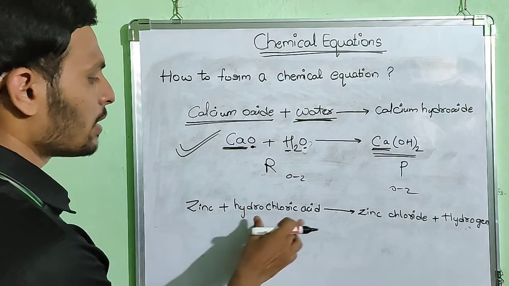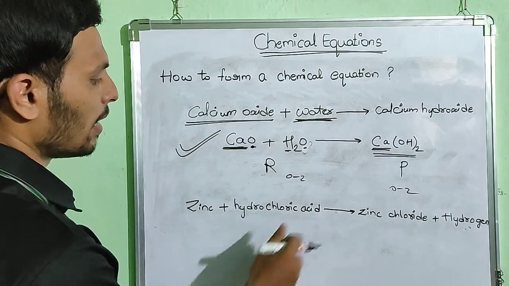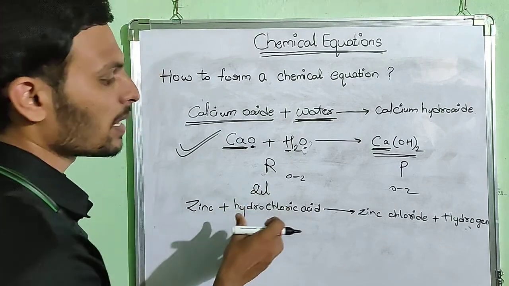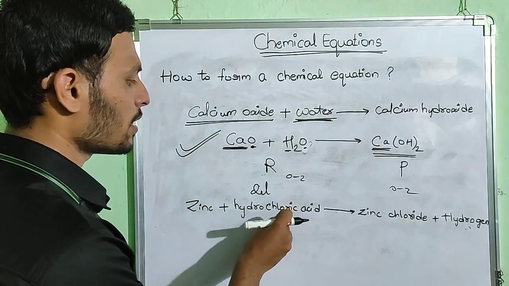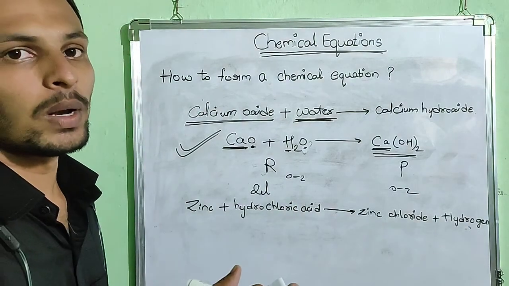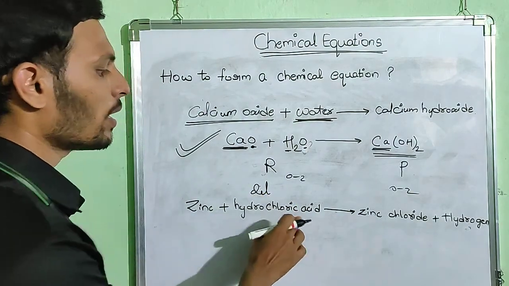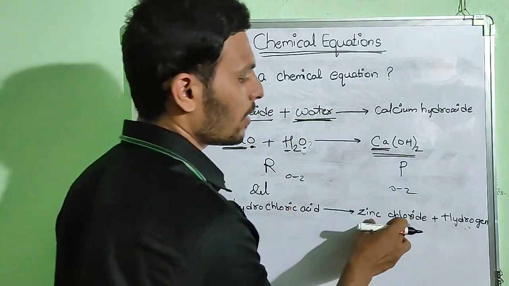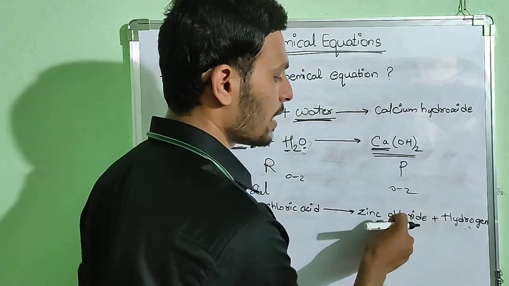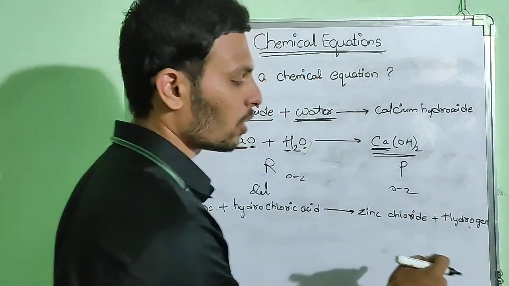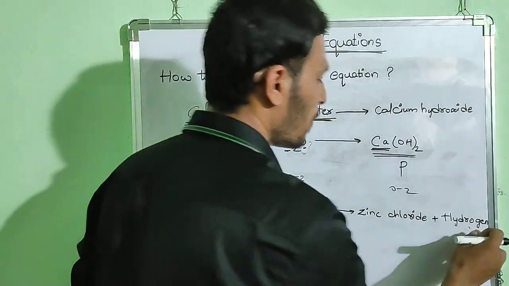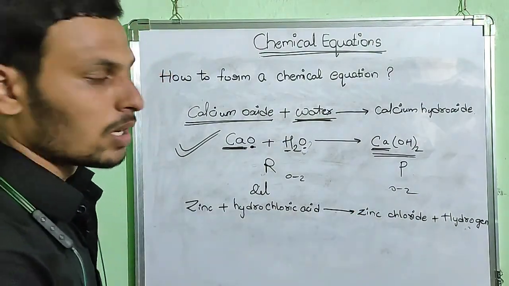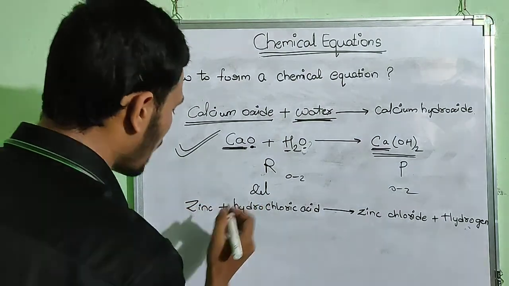Zinc granule is reacting with diluted HCl, hydrochloric acid. Diluted means hydrochloric acid mixed with water. Zinc is reacting with hydrochloric acid and giving us the products zinc chloride plus hydrogen. So now this equation is in terms of words. Now we'll write it in terms of chemical formulas.